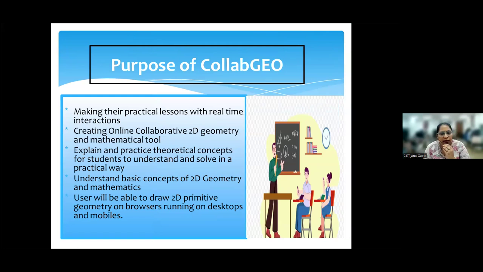Next, what is the purpose of CollabGEO? The main purpose of CollabGEO is to improve lesson plans with real-time interactions. All our teachers are mathematics teachers. You make lesson plans, but you are not able to interact with your students. With the help of CollabGEO, we can interact with your students anytime, anywhere. This is a different platform provided to all teachers and students, in the classroom or beyond. First, creating online collaborative two-dimensional geometry. You can create your online geometry and your mathematical tools, and share them with your students. Next, explain and practice theoretical concepts.